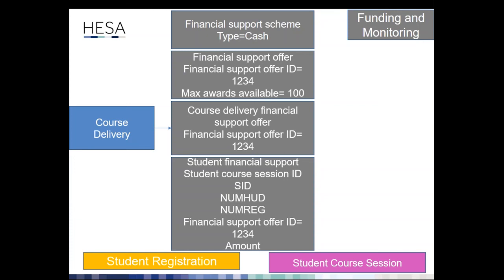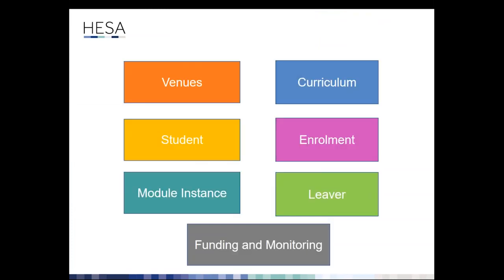We'll come back to this just to finish, just to run through what we've done. So we talked about the venues that your courses are delivered at, and that you need to let us know about where those courses are delivered. You've got that curriculum data, so your courses, your modules, and your qualifications, and that is not, when it's submitted, directly associated with any particular students at that stage.